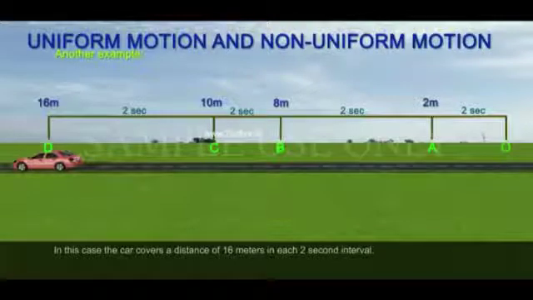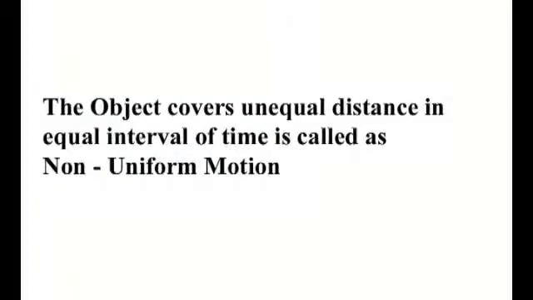We can observe that the car covers unequal distance in equal intervals of time. Therefore, an object that covers unequal distance in equal intervals of time is called non-uniform motion. Now, how do we measure the rate of motion?